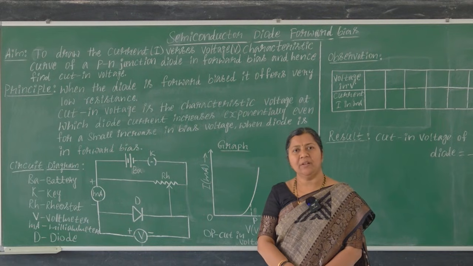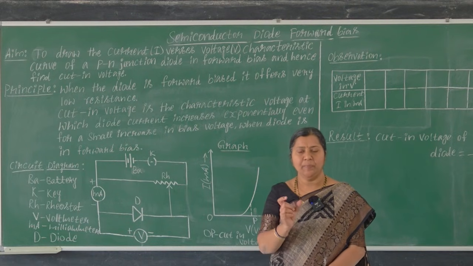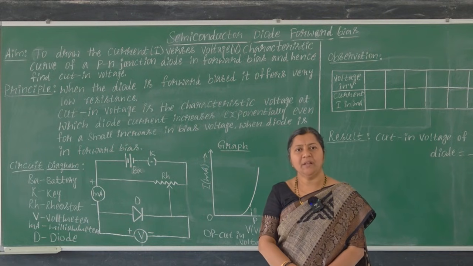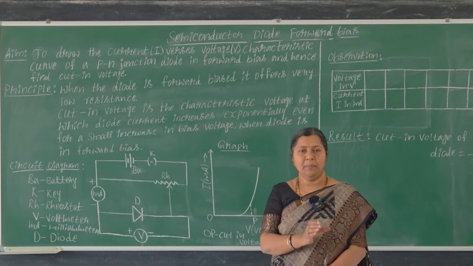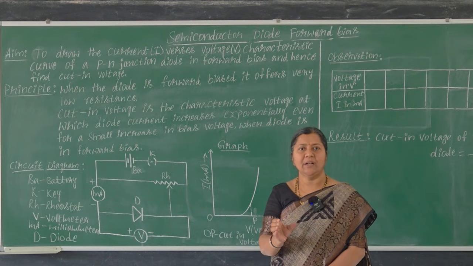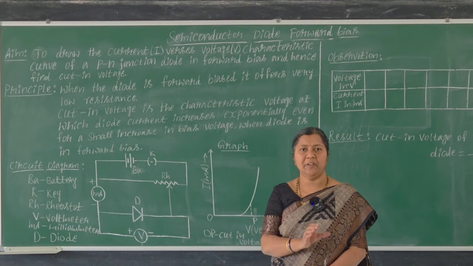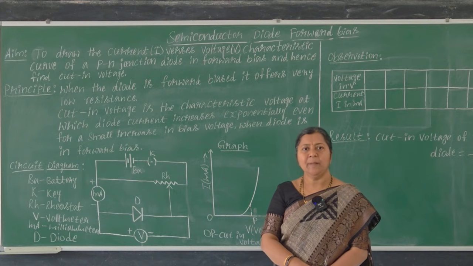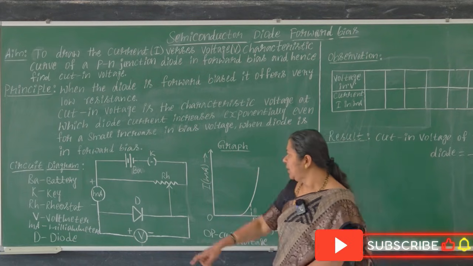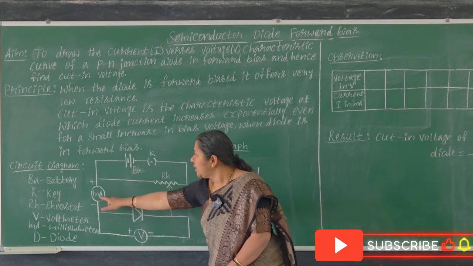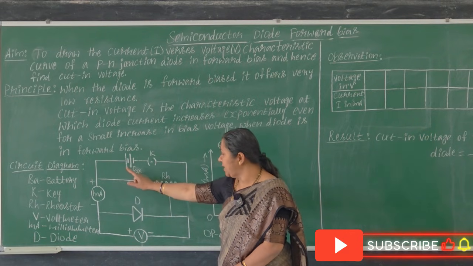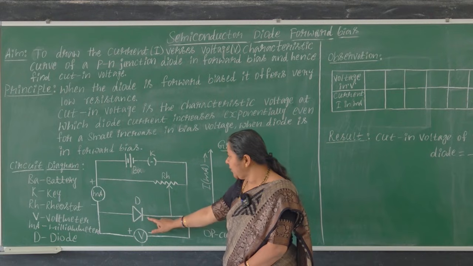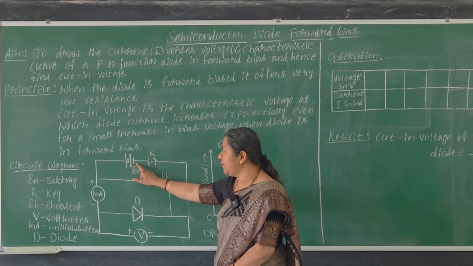It is an electronic device made using a pure semiconductor which is doped with P-type impurities and N-type impurities, so that a junction is formed between the P-type and N-type. So there is a barrier created. So what does forward bias mean? The P end of a diode is connected to the positive of a battery, and the N end of a diode is connected to the negative end of a battery.